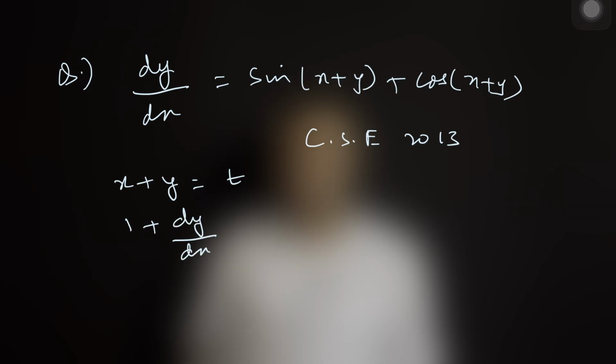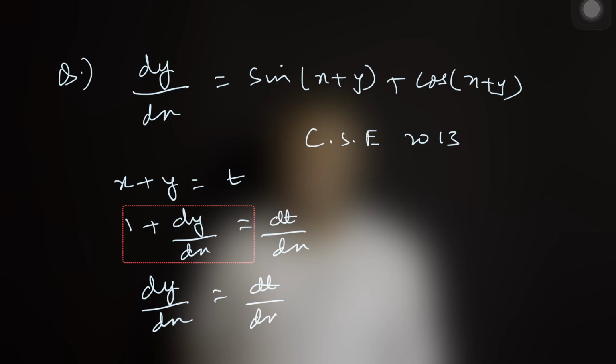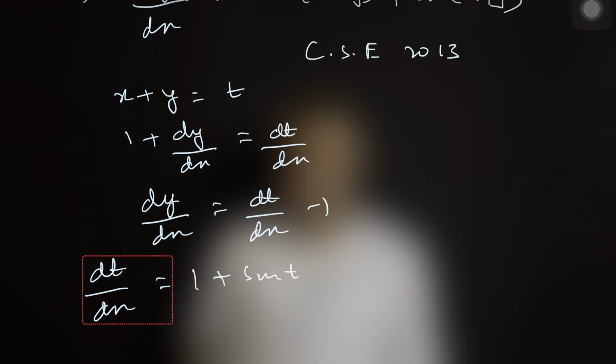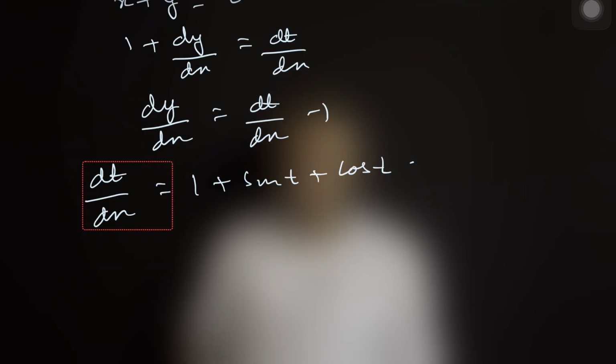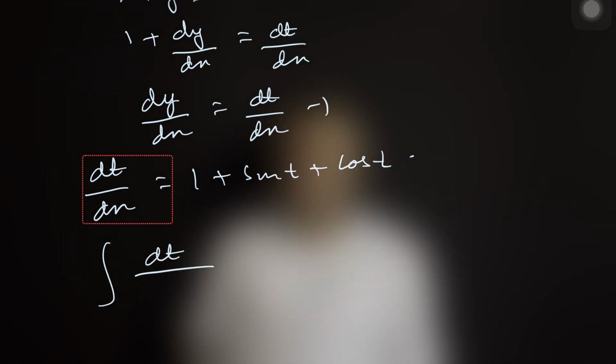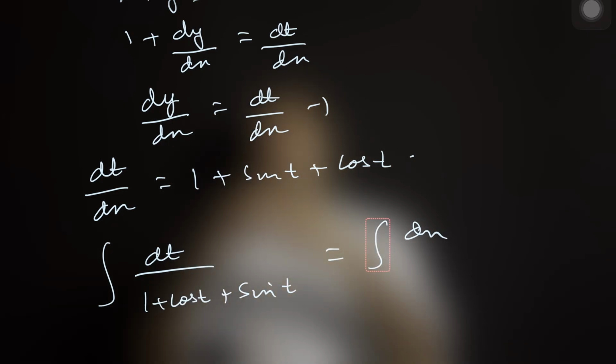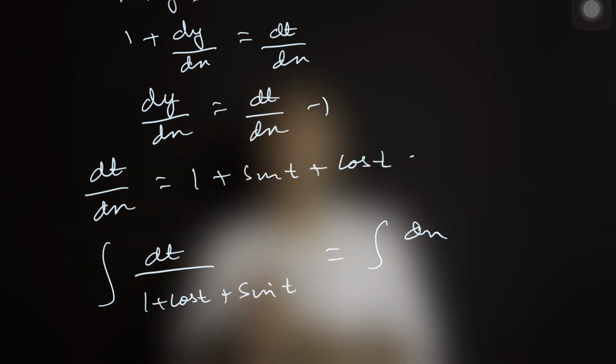So, this is 1 plus dy by dx is equal to dt by dx. So, dy by dx is equal to dt by dx minus 1. So, this is nothing but dt by dx is equal to 1 plus sin t plus cos t, and I can integrate it: dt upon 1 plus cos t plus sin t is equal to dx. Now, such kind of integration we often come across in complex analysis when we are integrating a contour over 2 pi, that is over a unit circle.